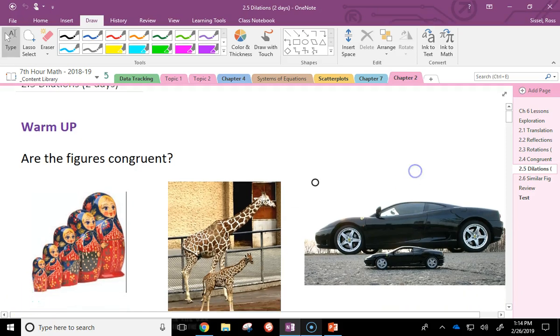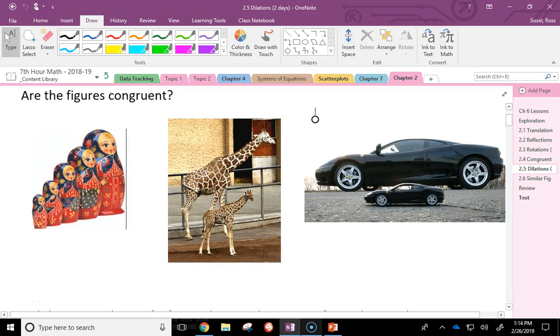Alright, are the figures congruent? So in our warm-up, the very first picture, these are those nesting dolls, I think they're called. Yeah, the little Russian dolls. So if I look at them, the question is, are these congruent?